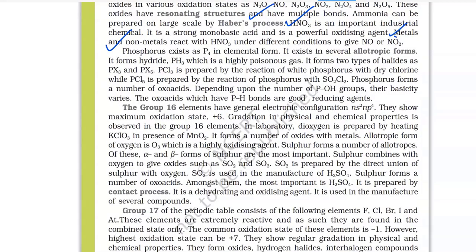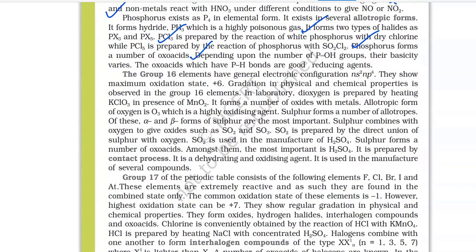Phosphorus exists as P4 in elemental form. It exists in several allotropic forms. It forms hydride, PH3, which is a highly poisonous gas. It forms two types of halides as PX3 and PX5. PCl3 is prepared by the reaction of white phosphorus with dry chlorine, while PCl5 is prepared by the reaction of phosphorus with SO2Cl2. Phosphorus forms a number of oxoacids. Depending upon the number of P-OH groups, their basicity varies. The oxoacids which have P-H bonds are good reducing agents.